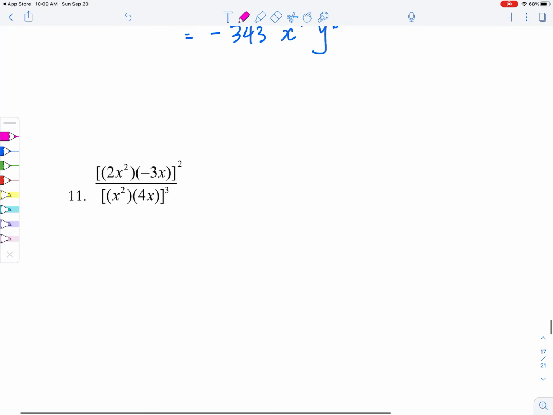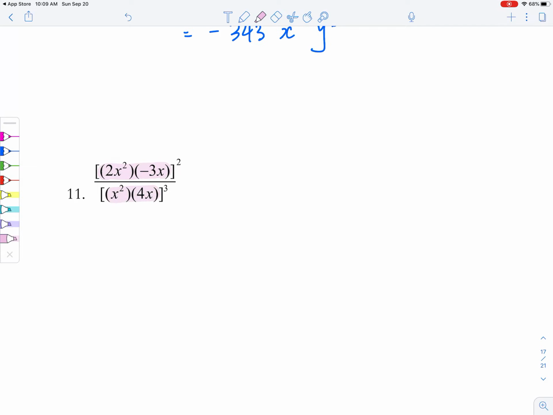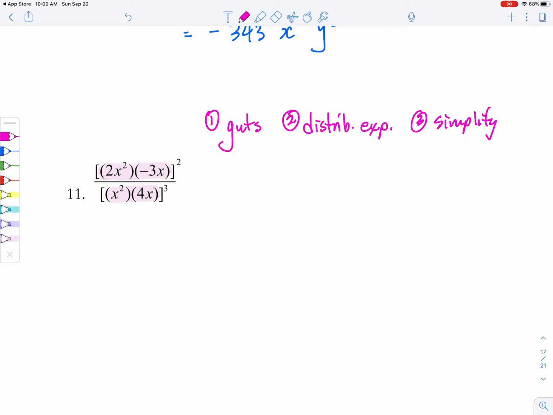For the next question, we've got some guts for our brackets to do first. We've got upstairs guts and downstairs guts. First we're going to do the brackets. Then we're going to do the exponents, so we're going to distribute the exponents. And then the third step is going to be to simplify, which in this case will be to divide. So first we do the guts.